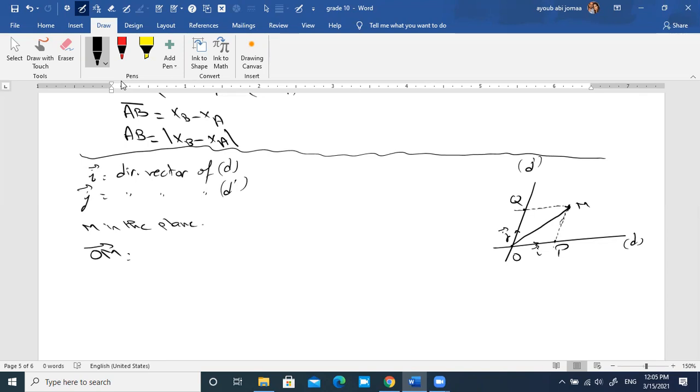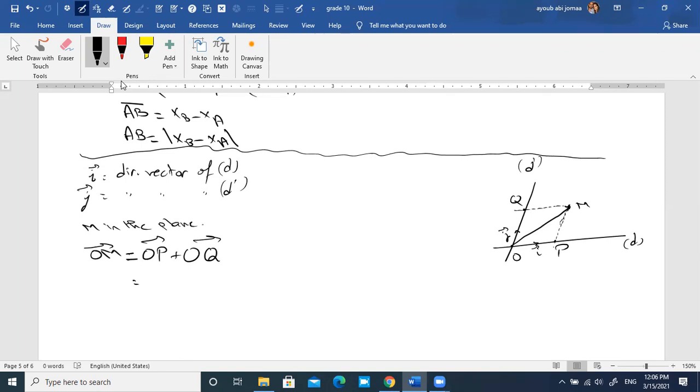Then what can you say about OQMP? Parallelogram. Then OM is equal to the sum of which two vectors? OQ and OP. Yes, OP plus OQ. Right? Now, because OPMQ is a parallelogram, OM is equal to OP plus OQ.